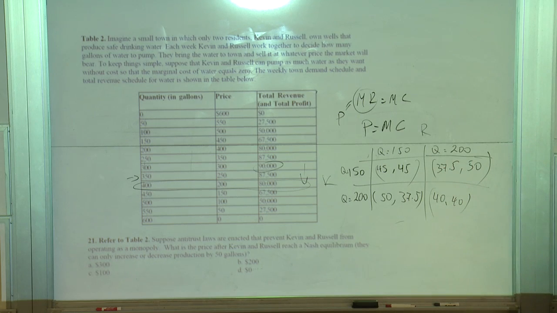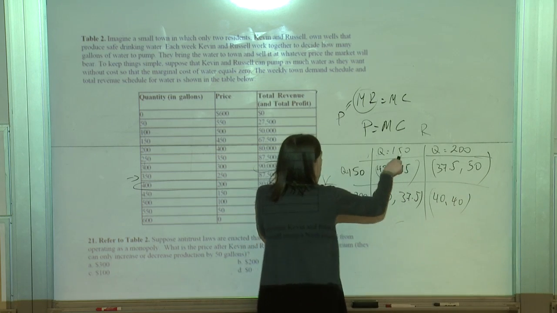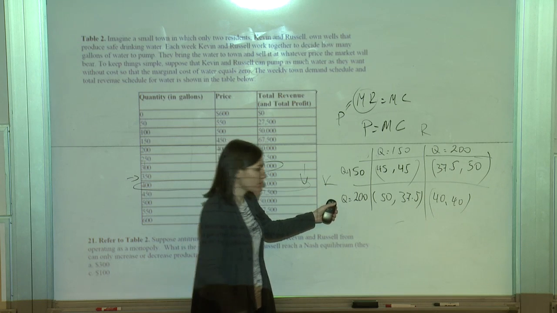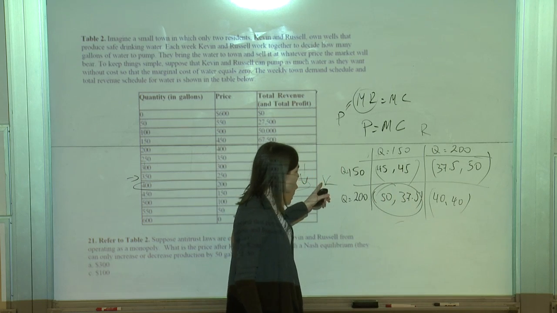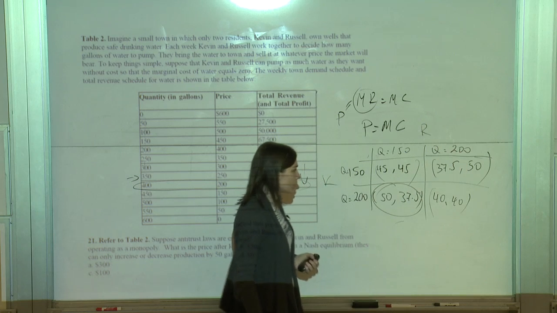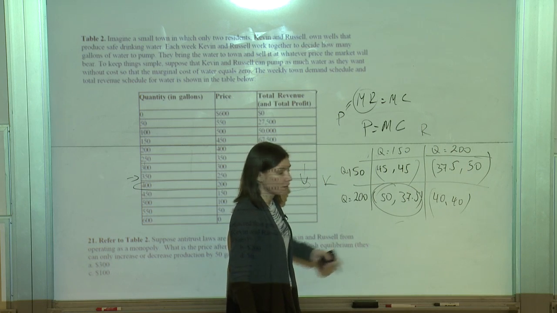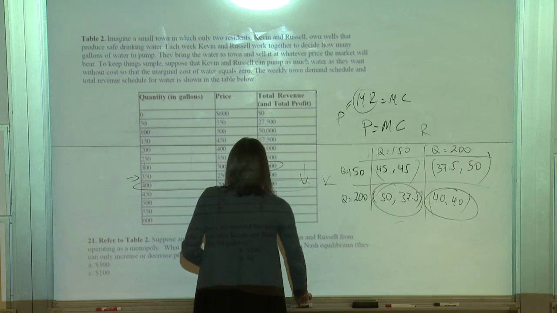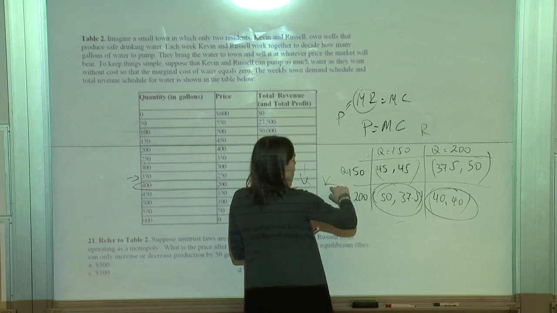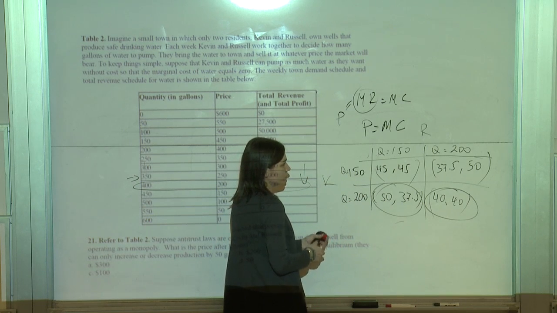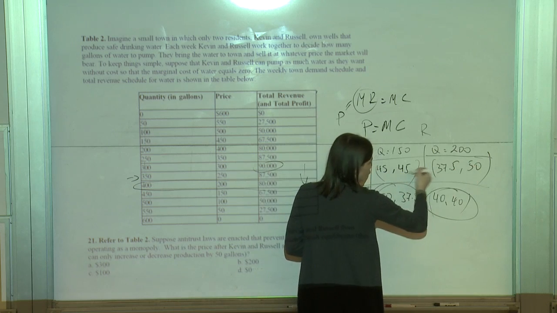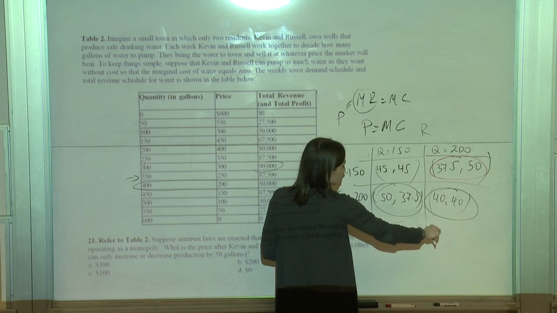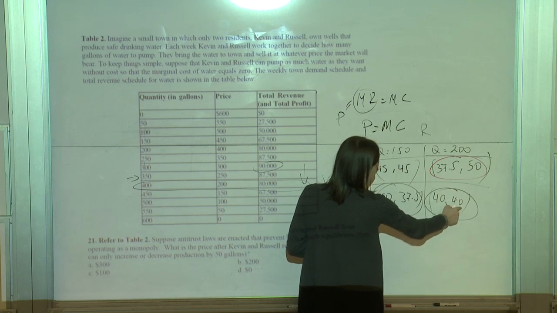Let's play the game now. If I'm Kevin, given that Russell stays at 150, what should I do? Increase to 200, because I'm going to get 50 then. Given that Russell increases to 200, what should I do? Go to 200, because there's 40 versus 37.5. If I'm Russell, given that Kevin stays at 150, what should I do? Go to 200, because it's 50 versus 45. And given that Kevin increases to 200, what should I do? Increase too, because it's 40 versus 37.5.